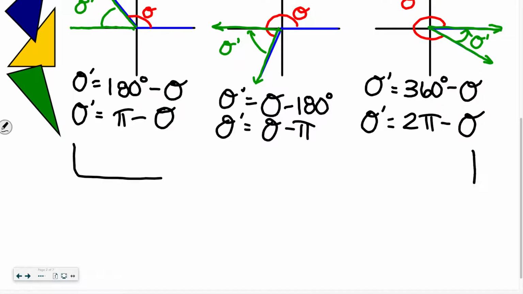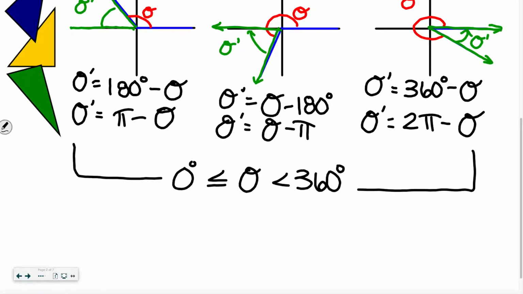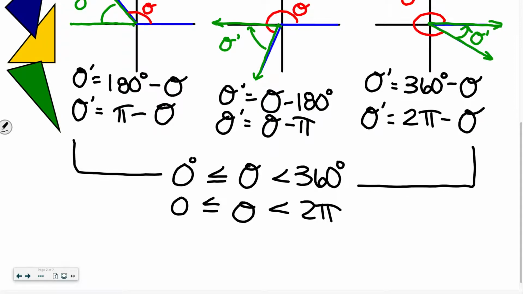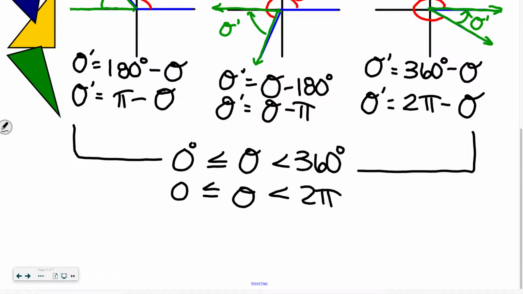The other thing that I have to say about these rules is this only works if theta is less than 360 degrees but greater than 0, or less than 2 pi but greater than 0 radians. It only works in those cases.